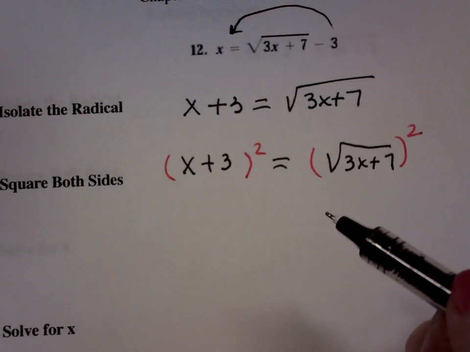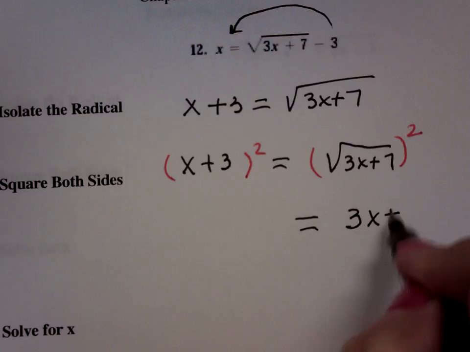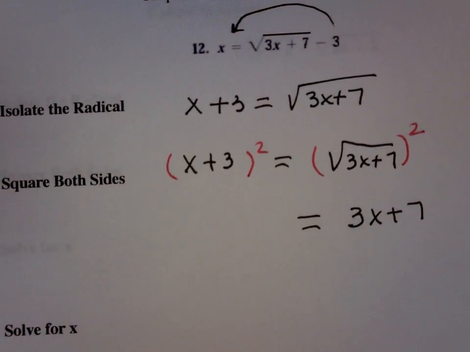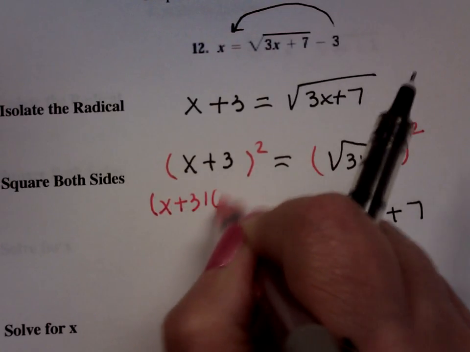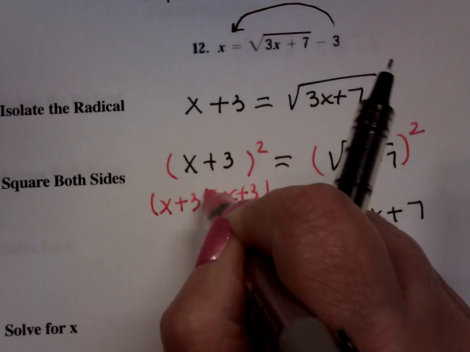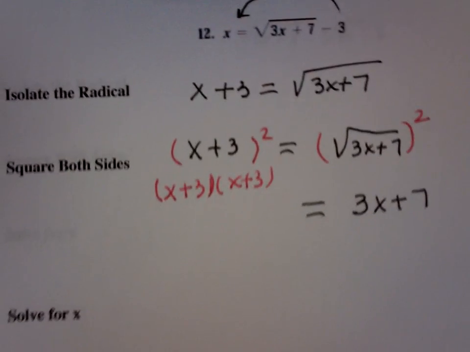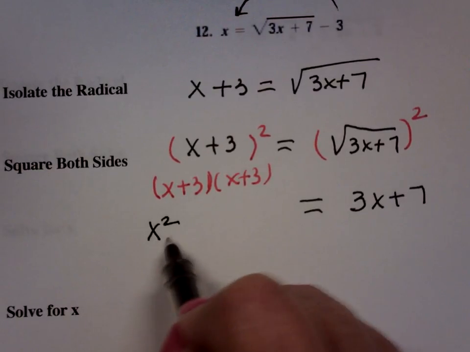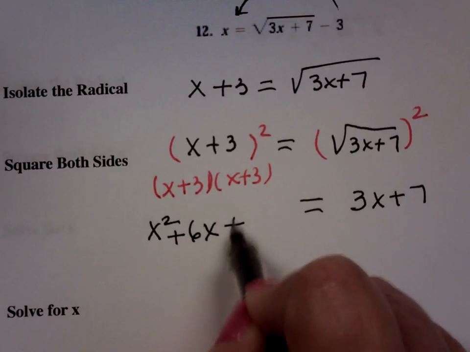Now, this is where you have to be very, very careful. Right-hand side's easy because you're just removing the radical. But this is not x squared plus 9. If you remember, this is x plus 3 times x plus 3. I bring that up because even my college algebra students have that problem. So I need to FOIL that. So this is x squared plus 3x plus 3x is 6x plus 9.